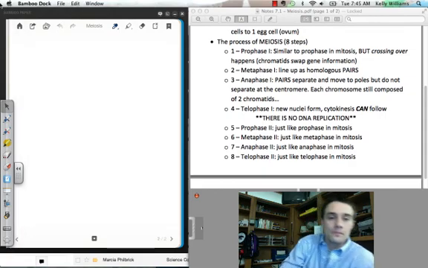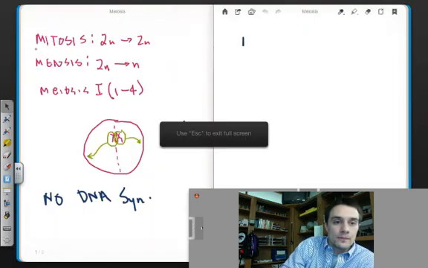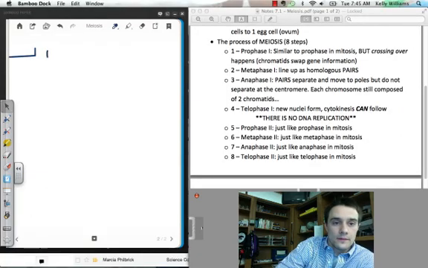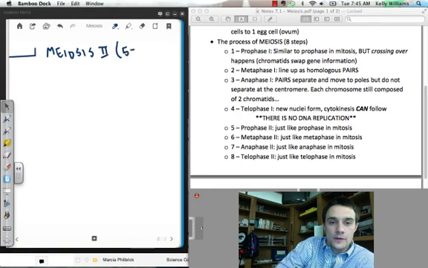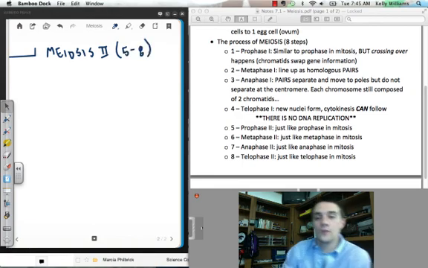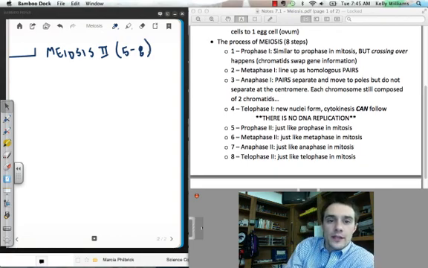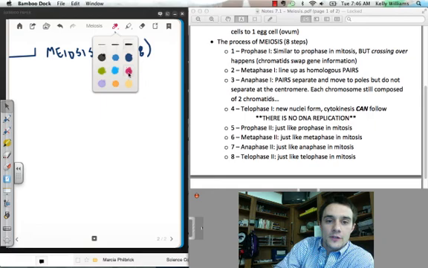Okay. So meiosis 2. And those are steps 5 through 8 that we have seen here over to the right. Just like mitosis. We're no longer dealing with and discussing homologous pairs here, okay?